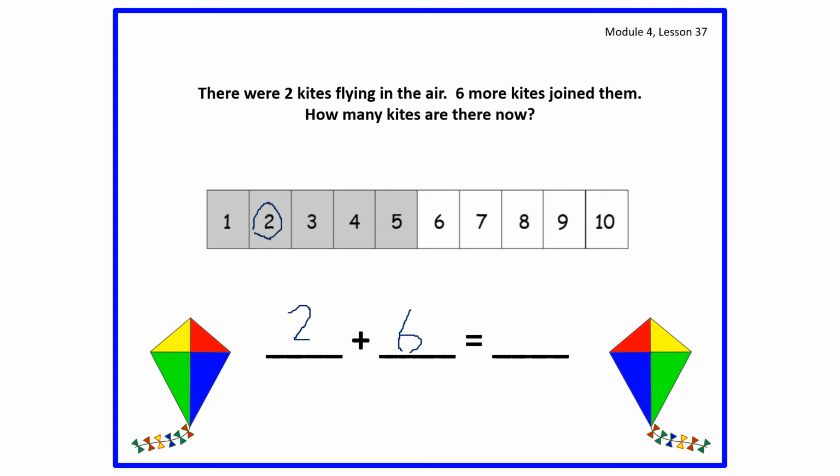Now I'm going to go forward 6 times. 1, 2, 3, 4, 5, 6. So how many do I have total now? Right. We have 8 total.